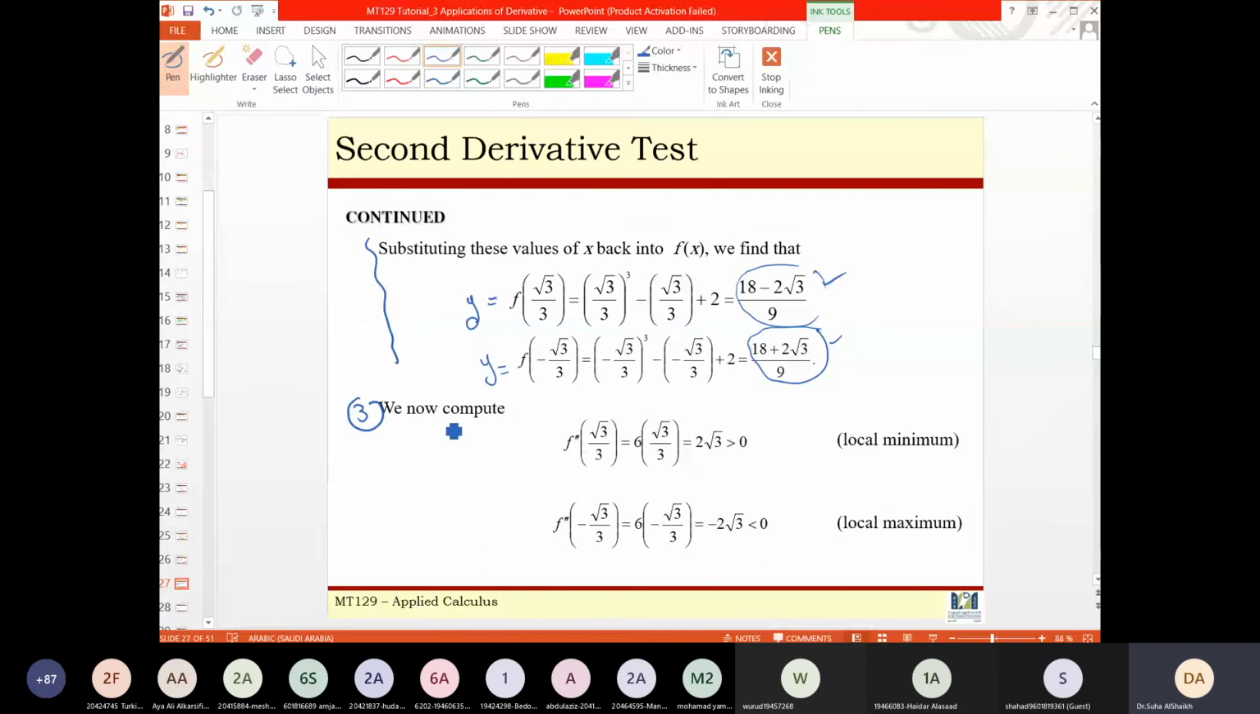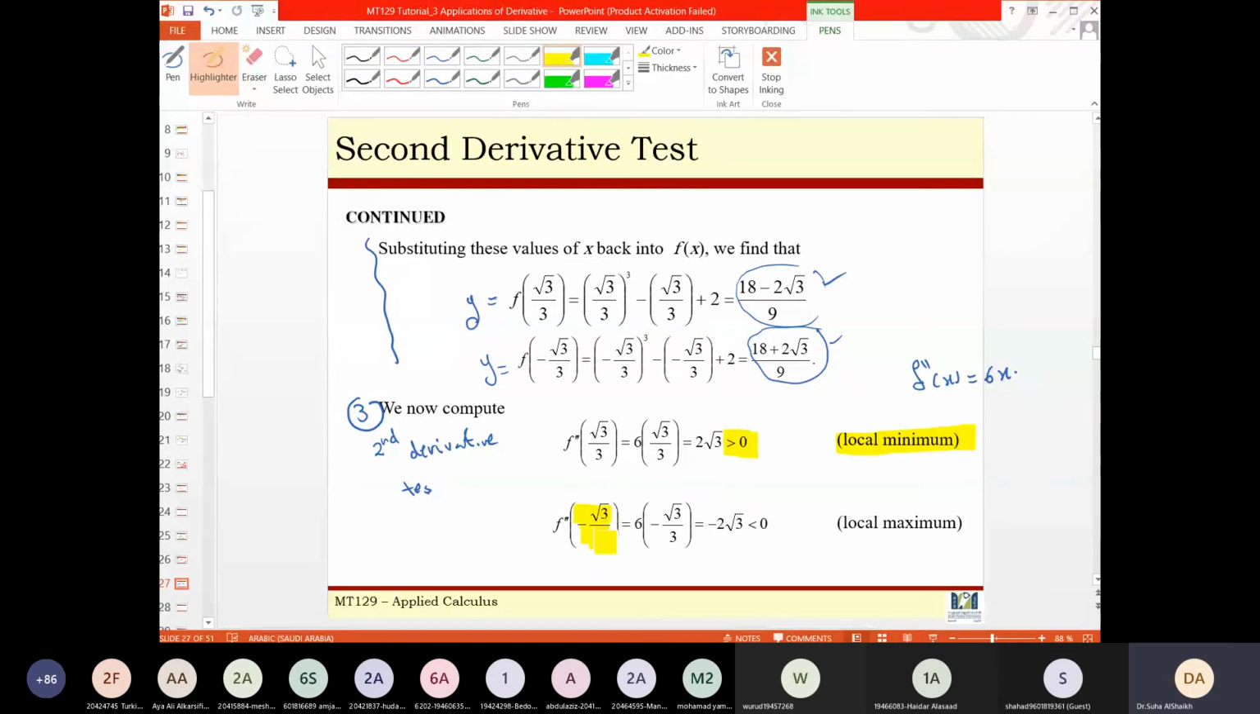Number 3, we want to study the second derivative test now. We find f double dash. We say it's equal to 6x. So f double dash of root 3 over 3 is 6 times root 3 over 3. It is 2 root 3. What we care about mostly is whether it is positive or negative. It's positive, which means minimum point.